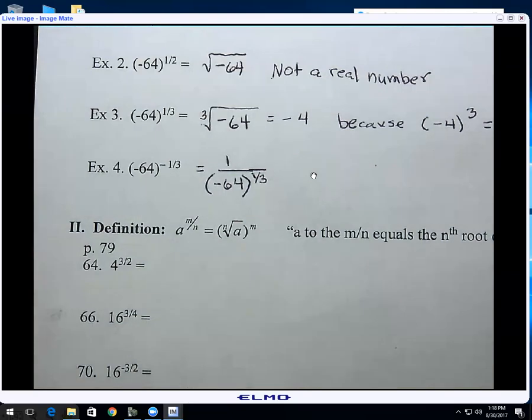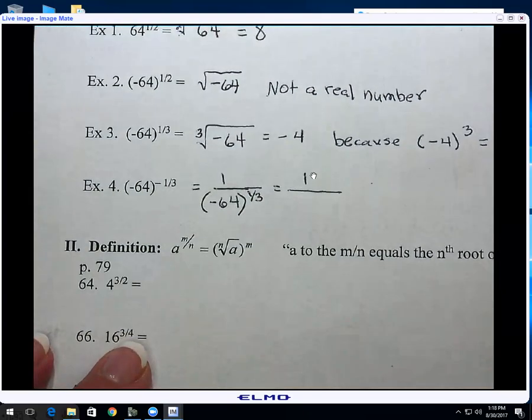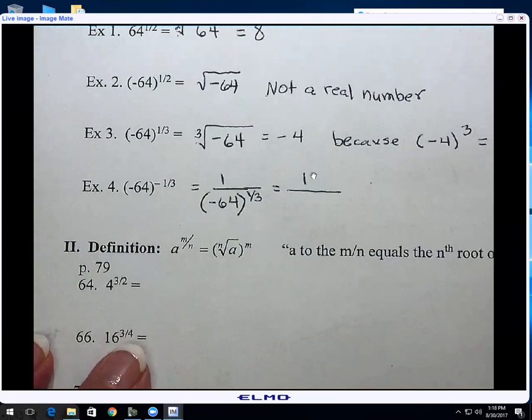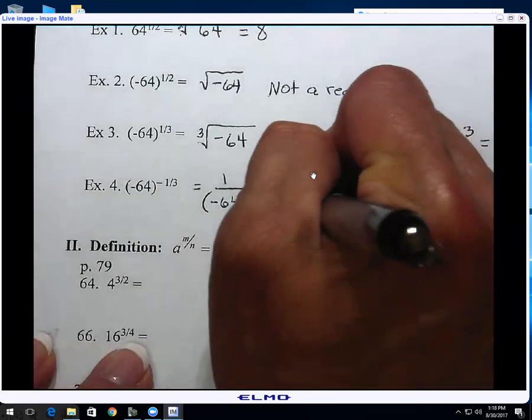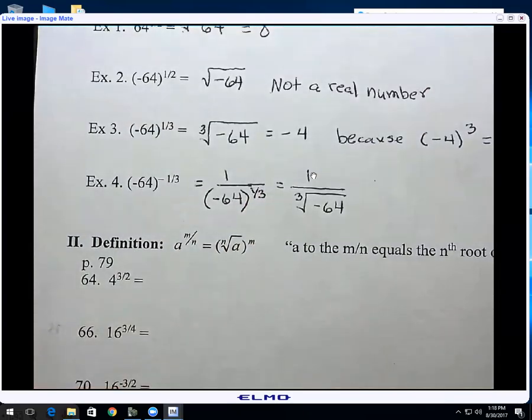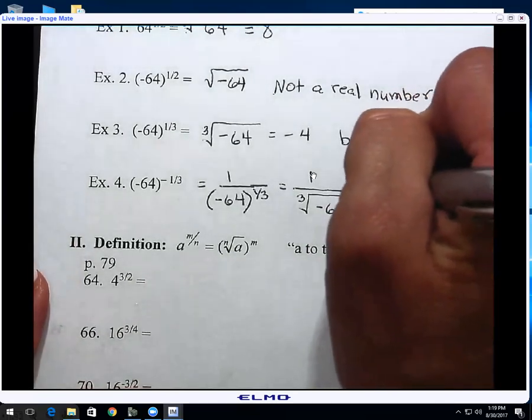Now, if I write that as a radical, the numerator is still just 1, but I could write the denominator as what? With a radical. Still cubed. Cube root of negative 64. And what is the cube root of negative 64? Negative 4, so what's that answer in the simplest form possible? Negative 1/4.